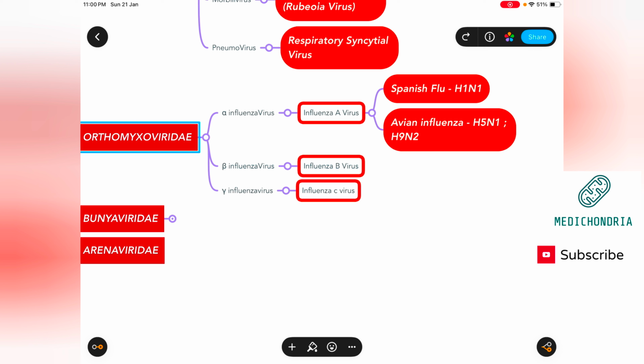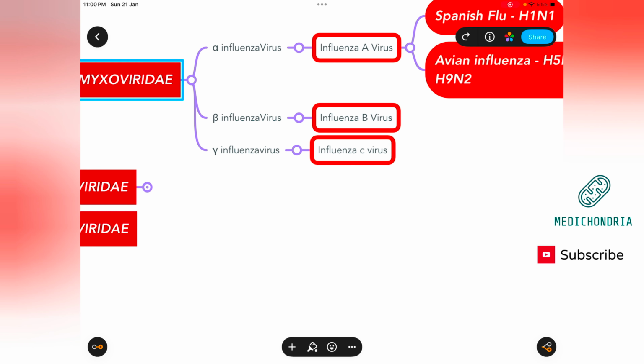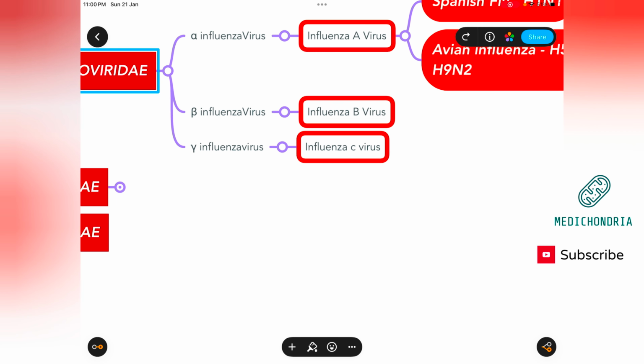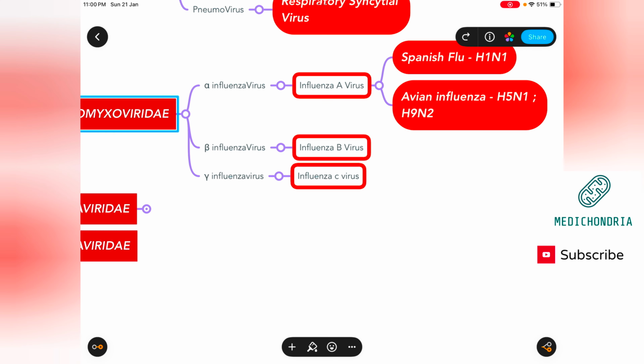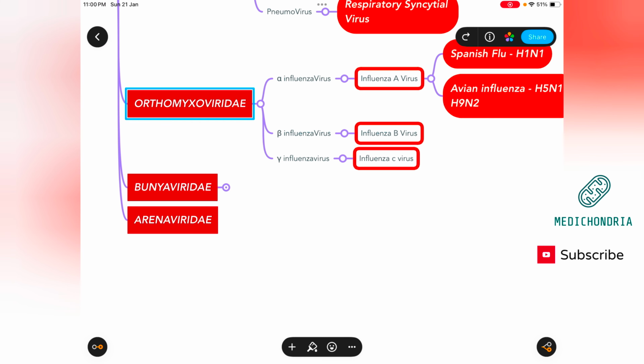This includes classic examples like Spanish flu, H1N1, and avian influenza H5N1, H9N2, Hong Kong strains, and much more. Beta influenza includes influenza B virus and C virus. The very important thing to remember is antigenic shift and drift, nothing more than this.